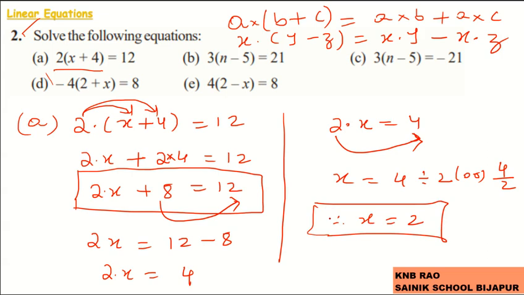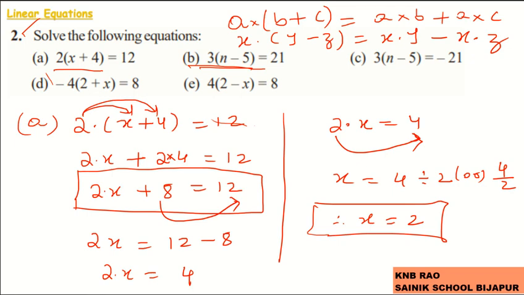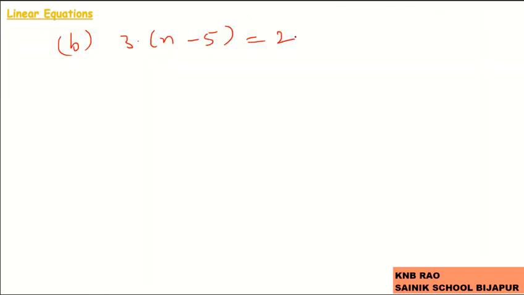Similarly, now let us take another equation, distribution property, multiplication over subtraction. So 3 into (n minus 5) equals 21. That means 3 is multiplied over n and 3 is multiplied over minus 5, which gives you 3n minus 15 equals 21.